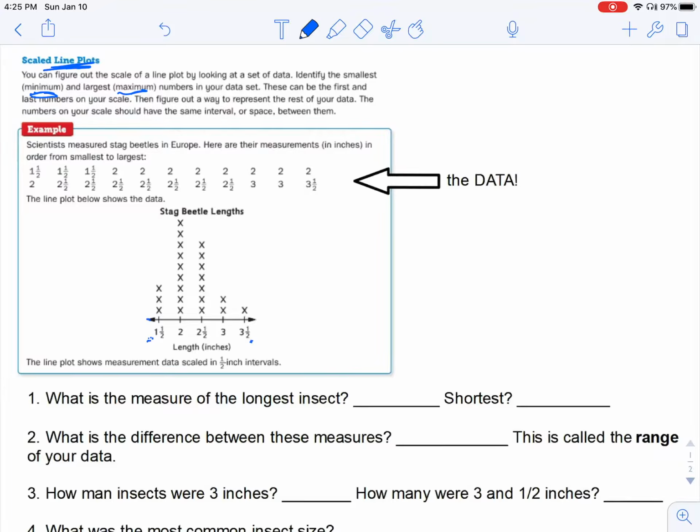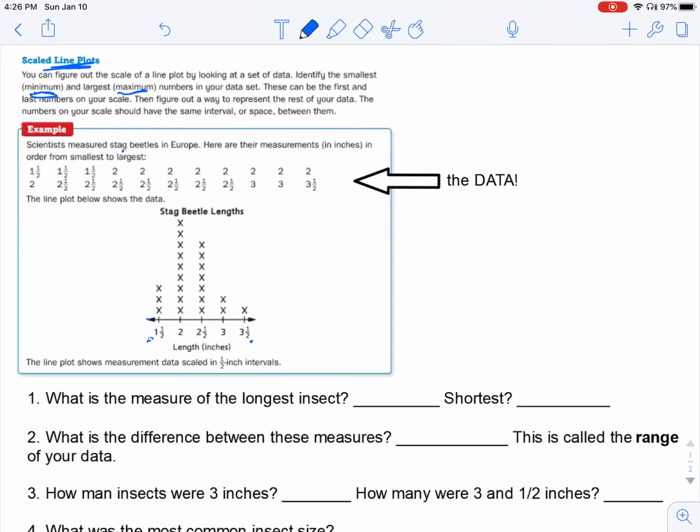Here's this example. Kind of a gross example if you ask me, but it is helpful for line plots. Scientists measured stag beetles in Europe, and I didn't mean to offend you if you really like stag beetles and other insects. Sometimes they gross me out, but that's just my personal opinion. Here are their measurements in inches in order from smallest to largest.